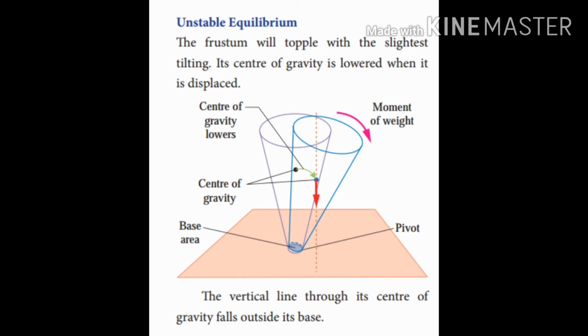Its center of gravity is lowered when it is displaced. So the center of gravity is very low in this moment. So the vertical line through its center of gravity falls outside its base. So it's just outside of the base.